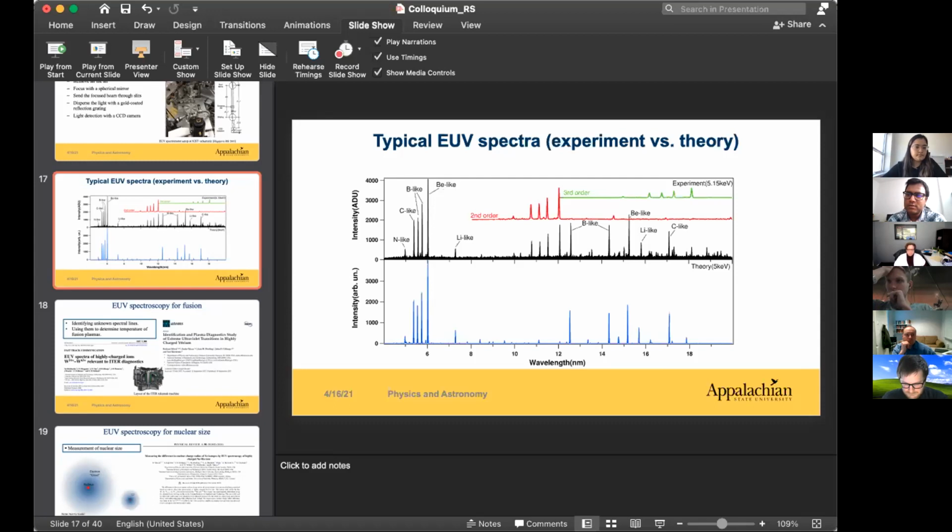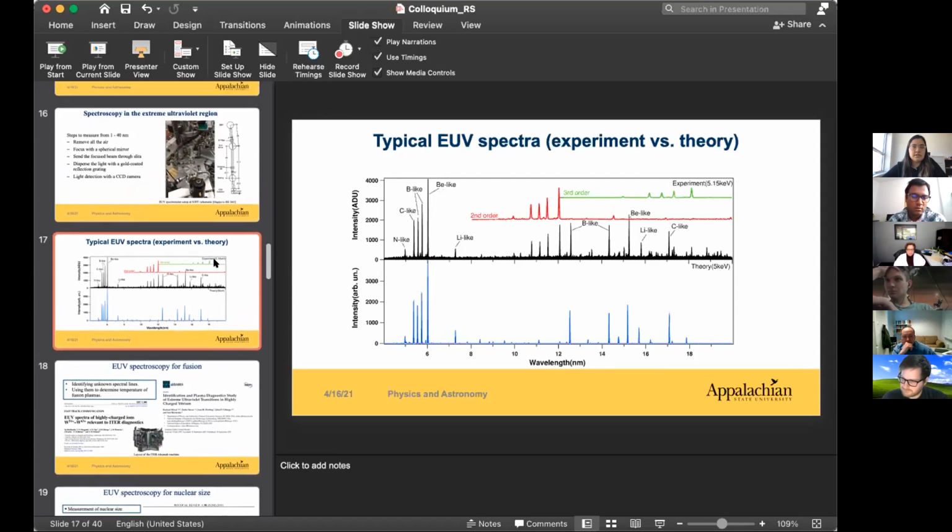For your experiments, what level of vacuum do you need? So typically we cannot measure right inside the trap, but right outside the trap, it's around 10 to the minus 10 millibar. Wow, so it's ultra high vacuum. Yes, it's ultra high vacuum.